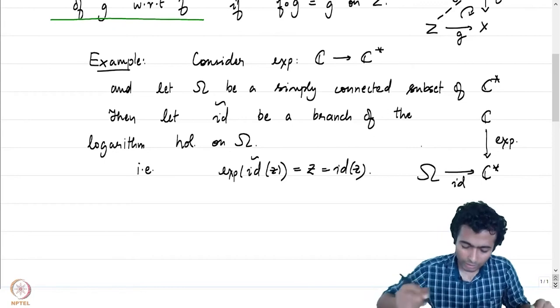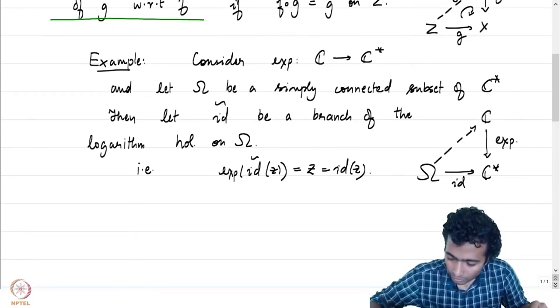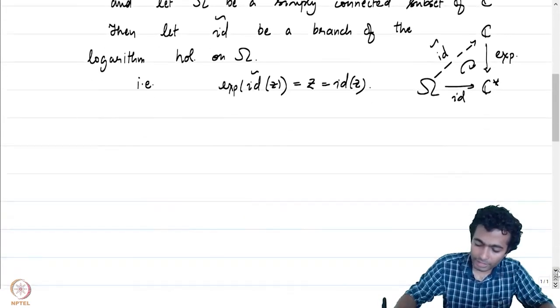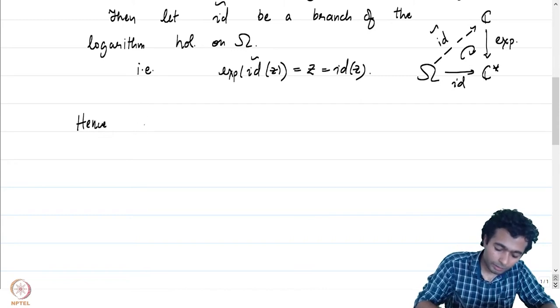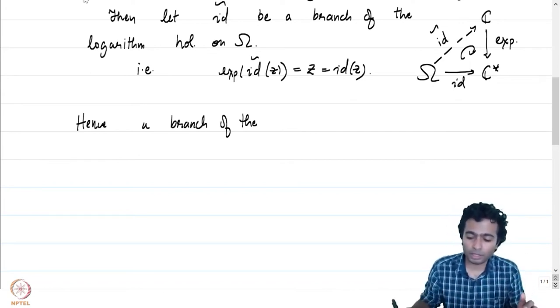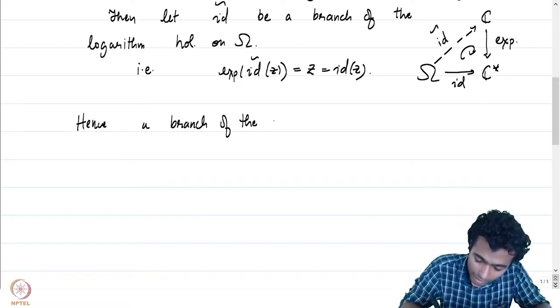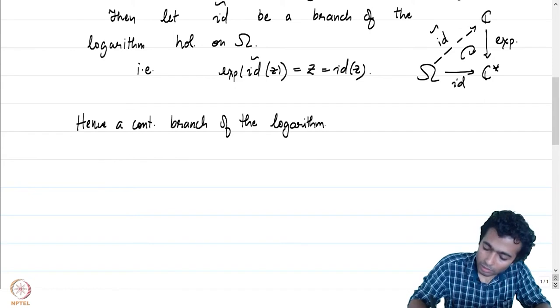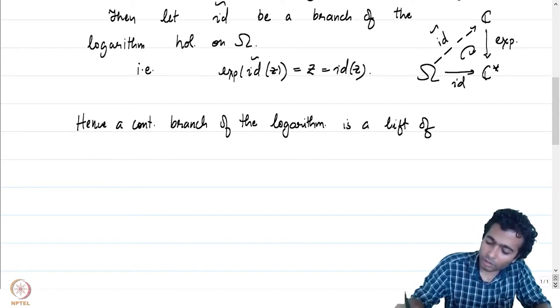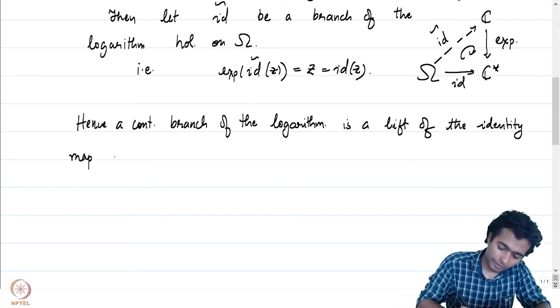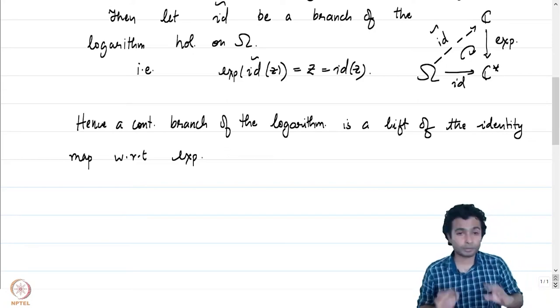But what does the condition manifest here as? If you look at I tilde as a map here, what it tells us is that this particular diagram commutes. So, in other words, what we have just realized is that for a branch of the logarithm, in fact, we did not have to impose the condition of holomorphicity. We just needed a continuous branch and it would have turned out to be a lift of the identity map. So, hence, a continuous branch of the logarithm is a lift of the identity map with respect to the exponential. That is precisely what we have realized.